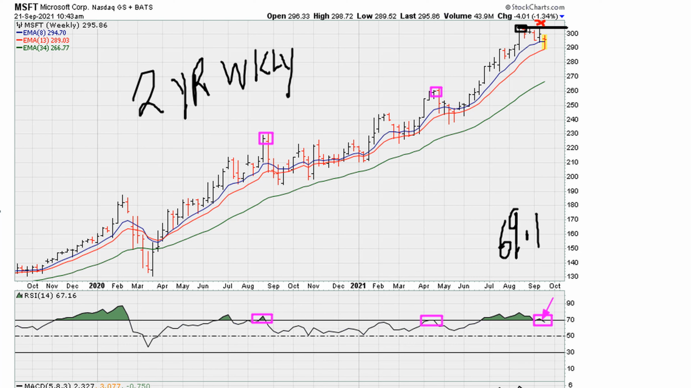Let's go back to this breakout that took place in August of 2020. So take this weekly closing high. Let's draw the line representing that weekly closing high. So what we see here is there was a successful breakout here, but that breakout ultimately stalled.